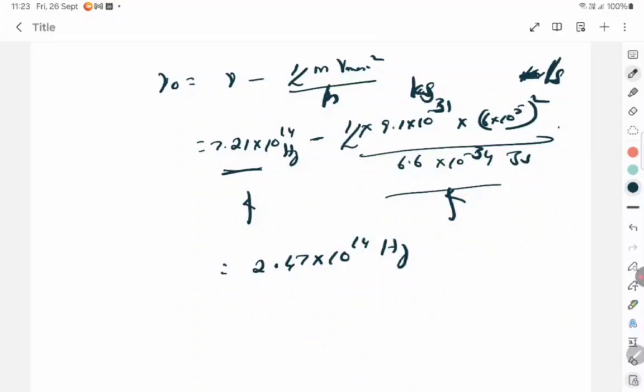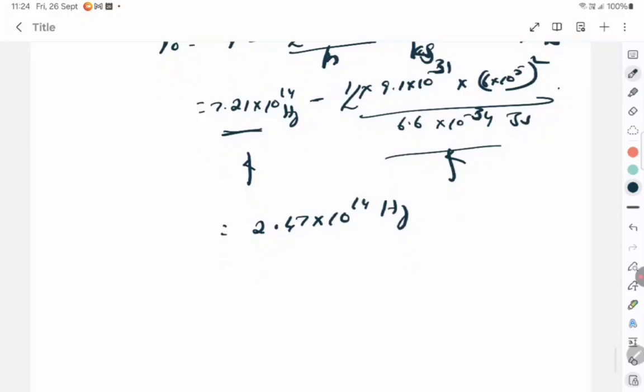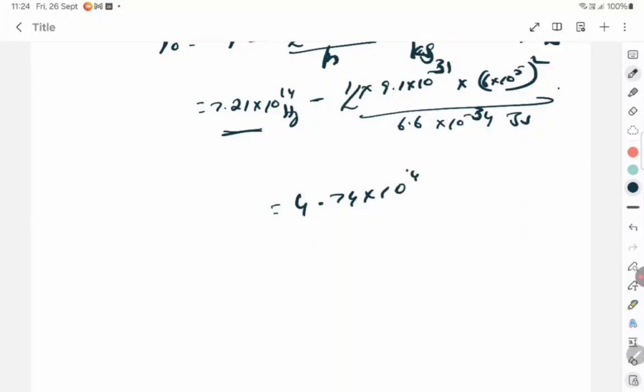Okay, so once you've done the frequency, it's in hertz. Then next they are asking about... no, this is not the answer. You get the final answer here. When you calculate this, you should get the final answer, which is 4.74 into 10 to the power 14 hertz. Just do this calculation separately.